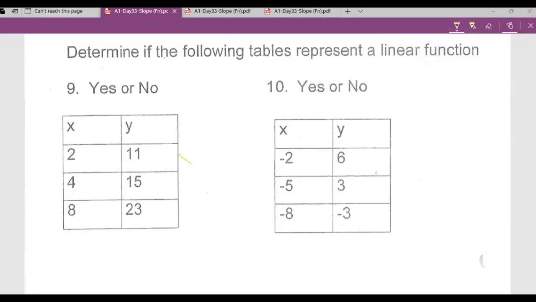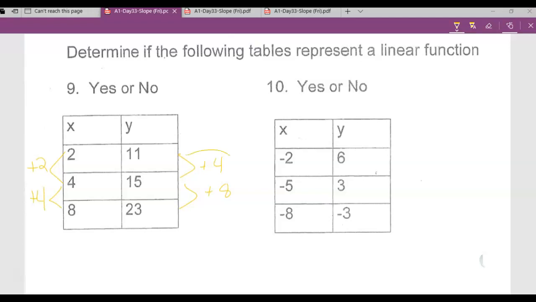How do you go from 11 to 15? Plus 4. How about from 15 to 23? Plus 8. On the x side, how would you go from 2 to 4? Plus 2. How about from 4 to 8? Plus 4.